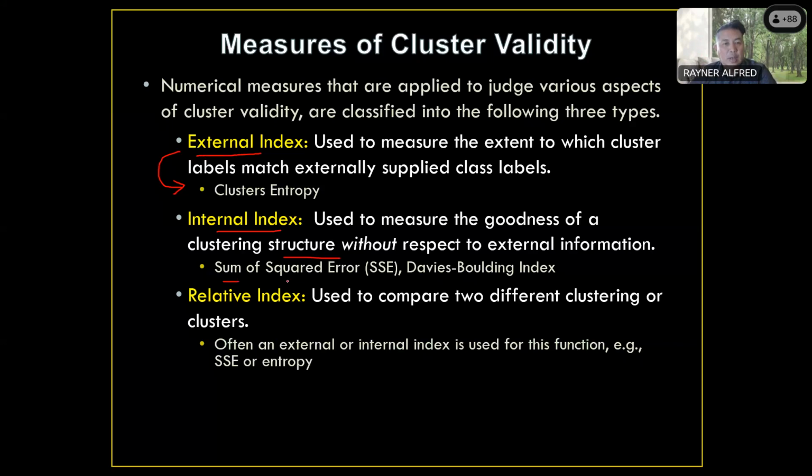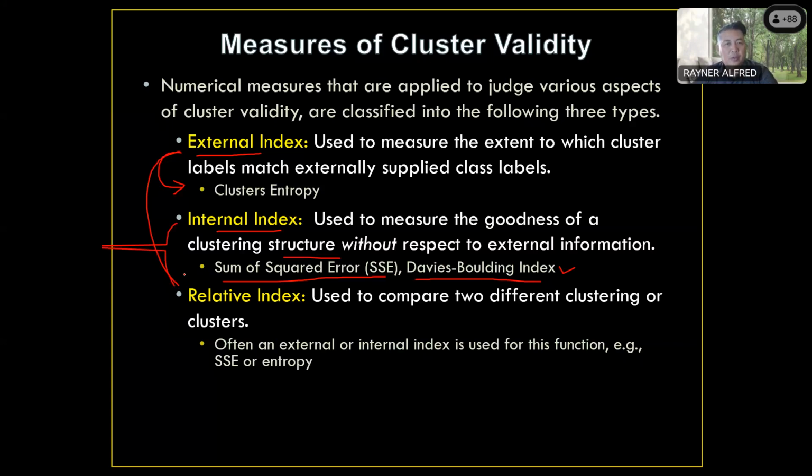Okay, for the internal index, we are looking at the structure. Just now we were looking at the sum of squared error, which is more about the compactness of the cluster. We also have the Davies-Bouldin index, which studies the compactness and how far apart the clusters are separated. So we will study this. And the third one is basically using external, internal, or a combination of both.